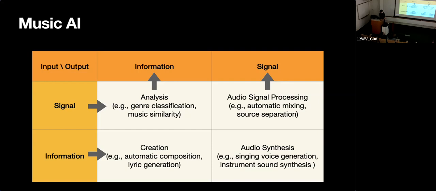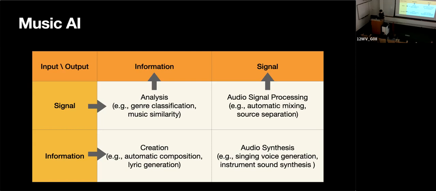But to see the field and the models with a little bit easier understanding for those who are not in the field, I made up this table, which is very simple. On the first column, you see the input could be either signal or information. And on the column names, you see also information and signal, which is output. So for example, in the very first cell, signal in and information out, which is analysis. That means the music signal comes, and then this model or computer AI does something like genre classification or musical similarity computation and estimation. I will call them analysis.